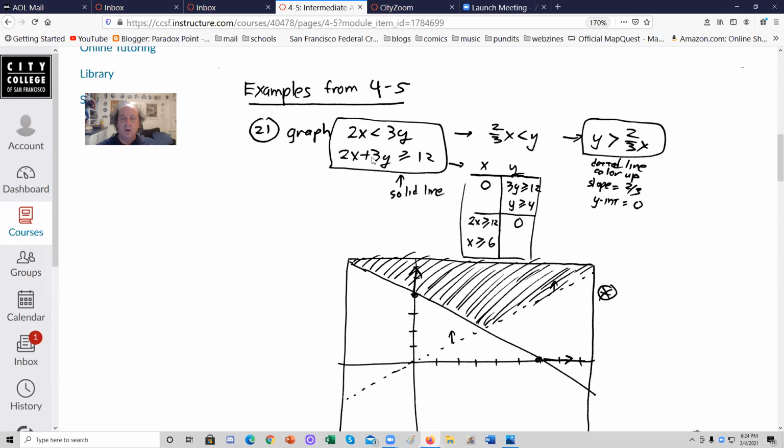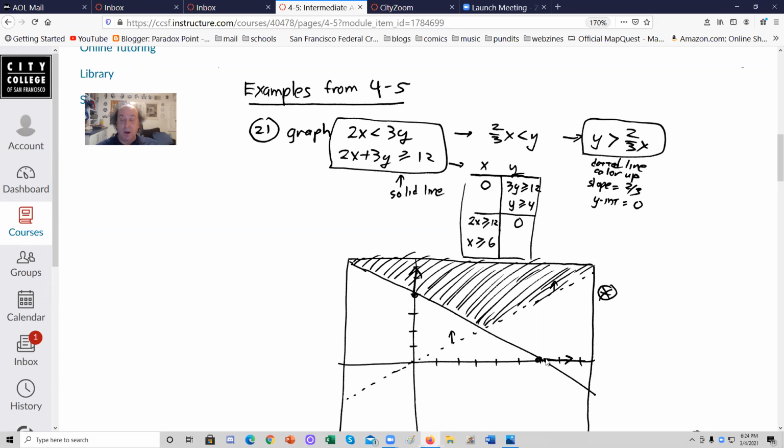And then 2x plus 3y greater than or equal to 12, solid line. When x is 0, 3y is greater than or equal to 12, so y is greater than or equal to 4, here and above. And when y is 0, 2x is at least 12, x is at least 6, so here's 6 by 0, and we point to the right of it.